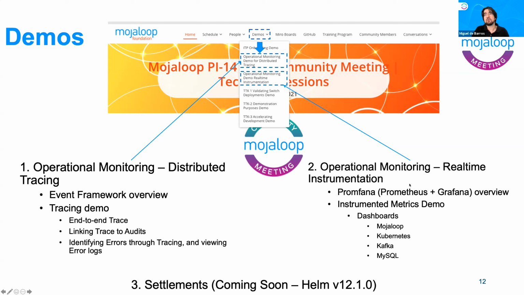The second demo is about the real-time instrumentation, and this is about the Prometheus and Grafana stack, which we call Promfana. It's pretty much how it's used in our deployment, and it also discusses an overview of what dashboards we currently have out of the box, and goes into detail on the ML API adapter, showing you what those metrics are like, how they're instrumented and how they are actually presented.